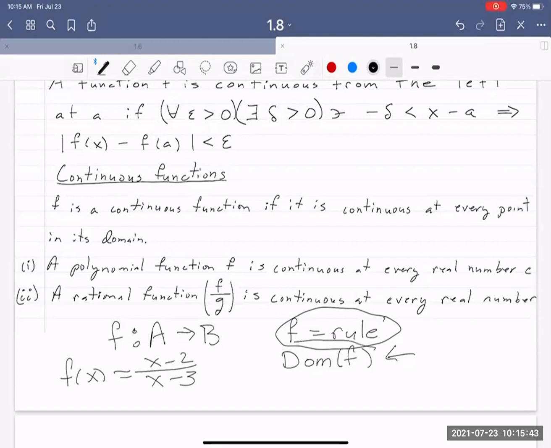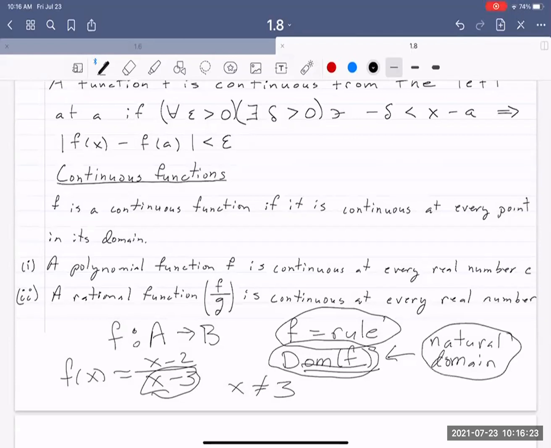In which case, this is understood to be the natural domain. What is the natural domain? It is the largest possible domain that gives a real valued function. And so in this case, don't divide by 0. It's all numbers except for x equals 3. So the domain is everything except for 3. So if they give you the domain, then it's whatever they state. But 99% of the time, they're not going to give you the domain. So it's the natural domain.